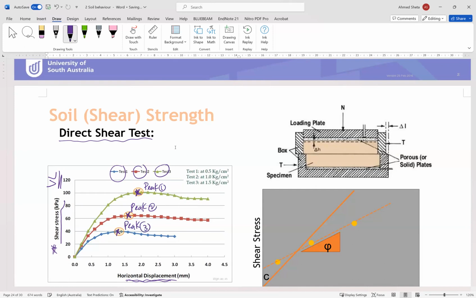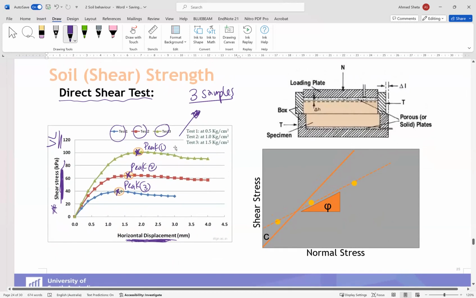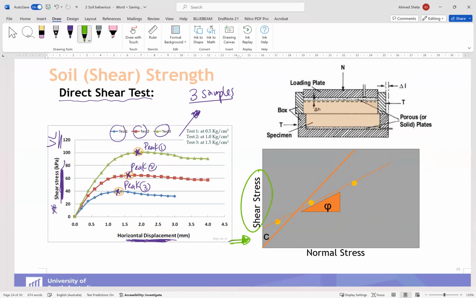All the data in this figure come from the test. We have 3 samples, for example, and we plot the shear stress and the horizontal displacement we got in one plot. Then we pick the 3 peak points. The next step is to draw a diagram between shear stress and normal stress: shear stress tau on the vertical axis, normal stress sigma on the horizontal axis.